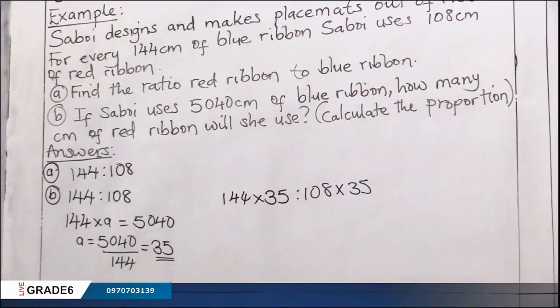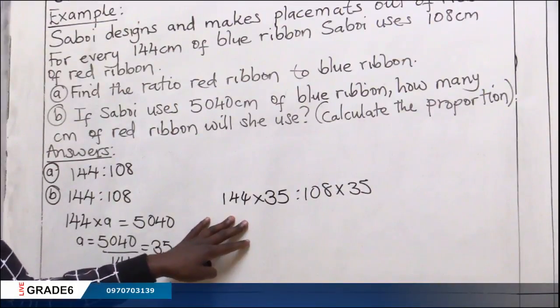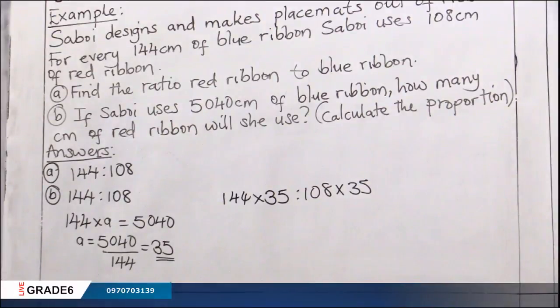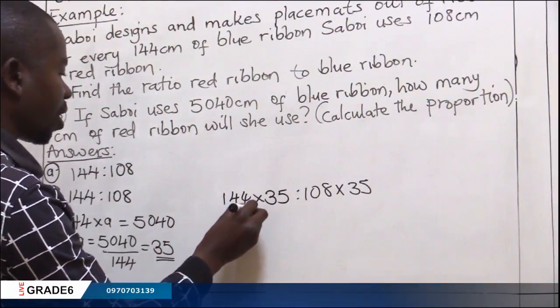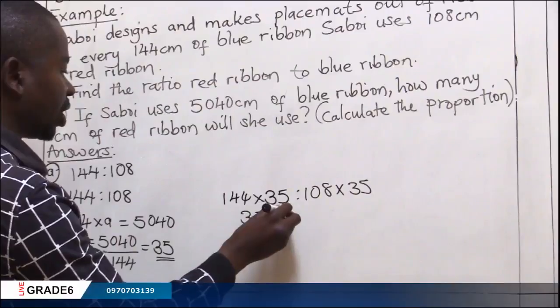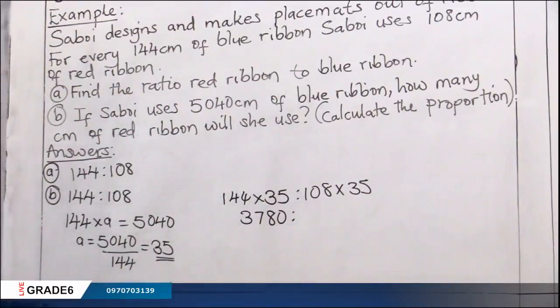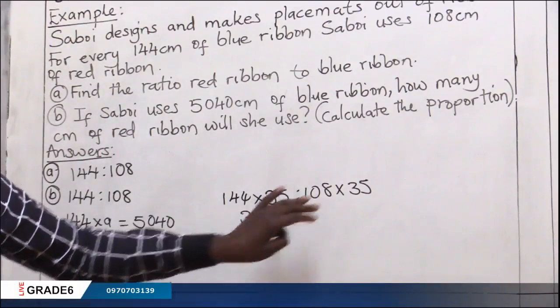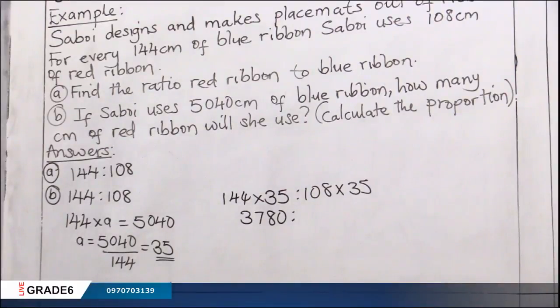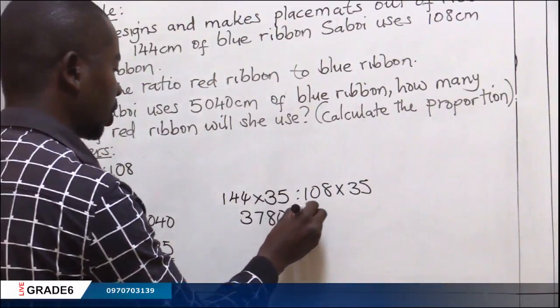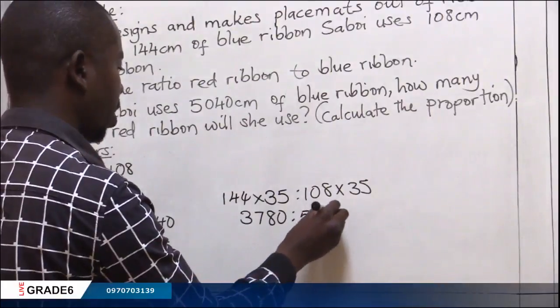So boys and girls, if you multiply 144 times 35, it will give you 3,780. And when you multiply 108 times 35, it will give you 5,040.